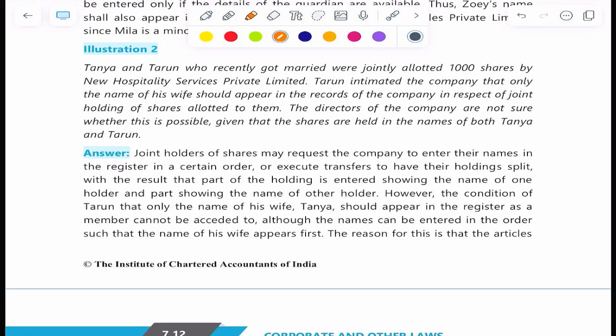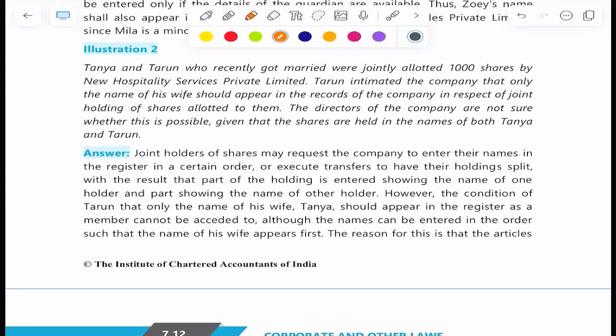Limited. Tarun intimated the company that only the name of his wife should appear in the records of the company in respect of the joint holding of shares allotted to them. The directors of the company are not sure whether this is possible, given that the shares are held in the names of both Tanya and Tarun.